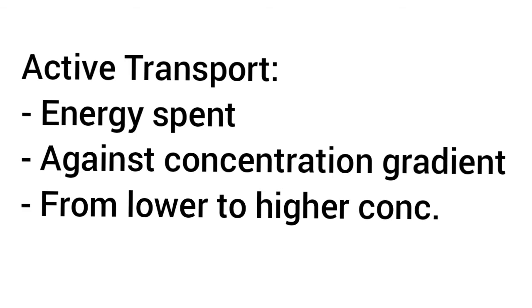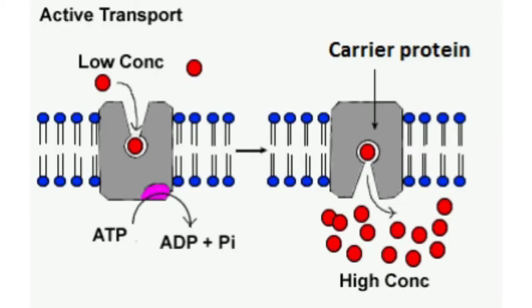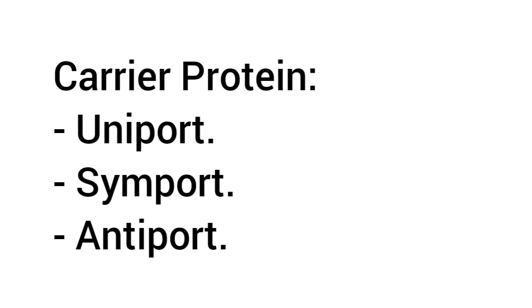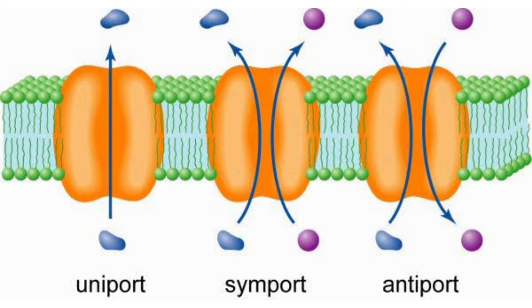Now we'll see active transport. In active transport, there is energy expenditure, and the molecules move from a lower concentration to a higher concentration. We divide them into primary, secondary, and special type of active transport. Before that, we'll see about carrier proteins. They are uniport, symport and antiport. Uniport means only one molecule is transported in a single direction. In symport and antiport, two molecules are transported, but in symport the molecules are transported in the same direction. In antiport, the two molecules are transported in opposite directions.